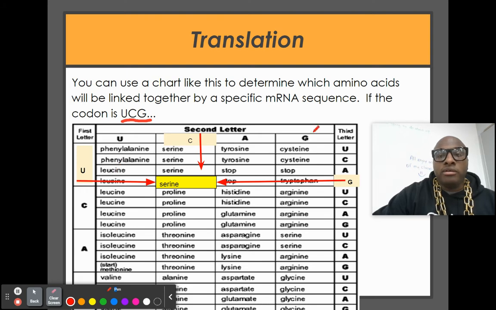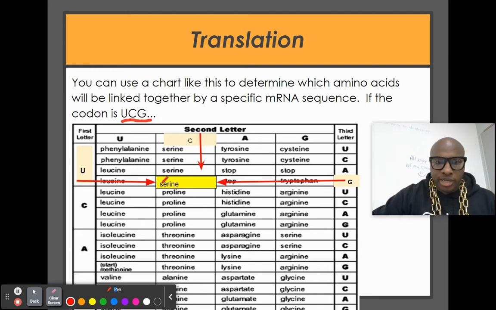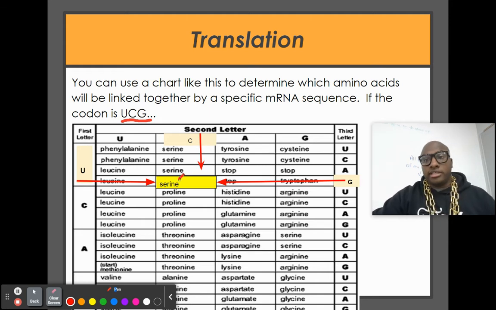We're going to come down, and then we're going to come all the way over to the right column, and we're going to find G and come across. UCG puts us at the amino acid serine. That is how you use a codon chart.